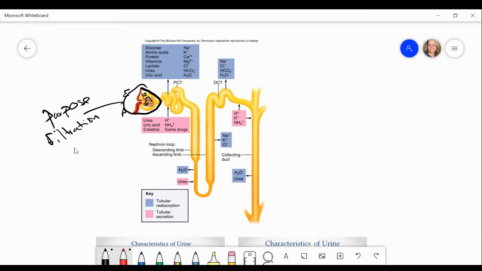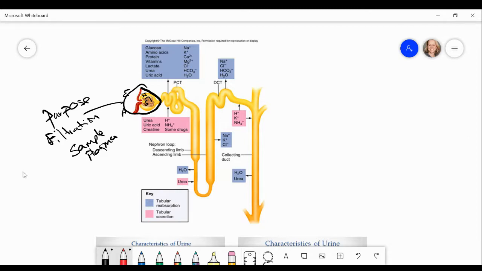Remember, filtration is to sample blood plasma into this tubing that then I can manipulate to return the important items, but spit out and remove and secrete away waste products. Okay. And remember that you need a stable filtration. You need that every nephron in the kidney is taking a good sample of plasma so I can effectively get rid of waste and efficiently return water and nutrients back into my body.